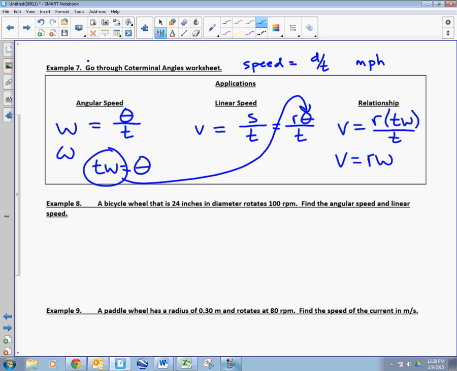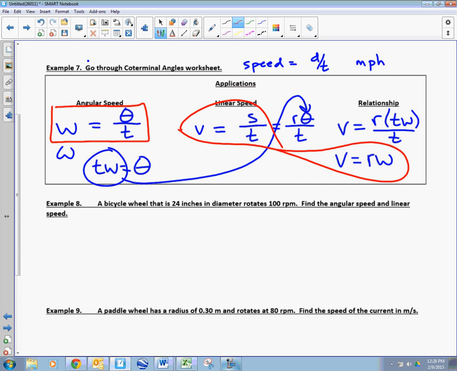Okay? So what you have here is 3 formulas. This one is separate. And then, you know, this one is really the same thing. Okay? They're the same thing. It's just the second one's easier to use for a lot of people. So we're just going to do an example where we use both of these.